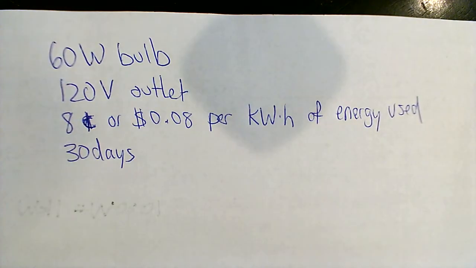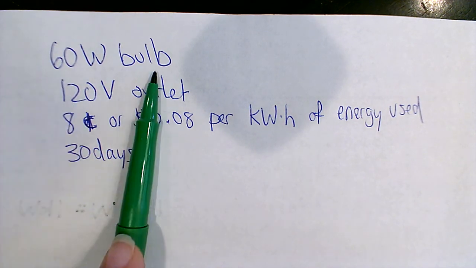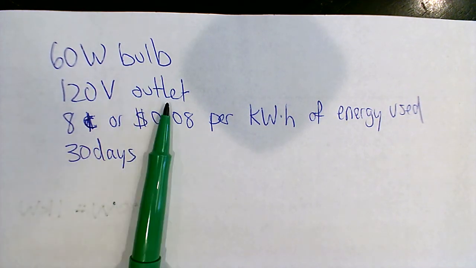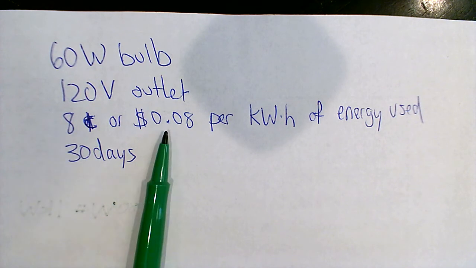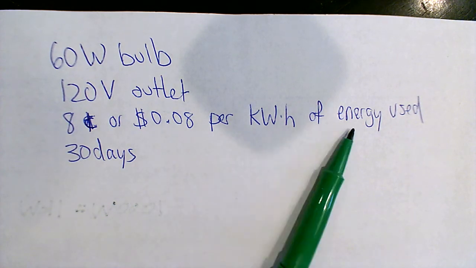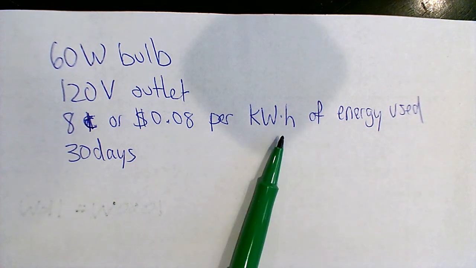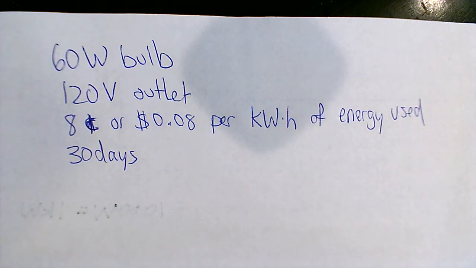So I worked ahead just a little bit and wrote down all the things out of that question that we need. Things we know: it's a 60-watt bulb. My outlet is 120 volts. I'm getting charged 8 cents, there are 2 ways to write 8 cents, per kilowatt hour of energy use. Remember, kilowatt hour is a unit of energy. We're going to say that a month is 30 days. I know that there are 31-day months, and I know that there's a 28-day month, but we're going to go with 30 days here.